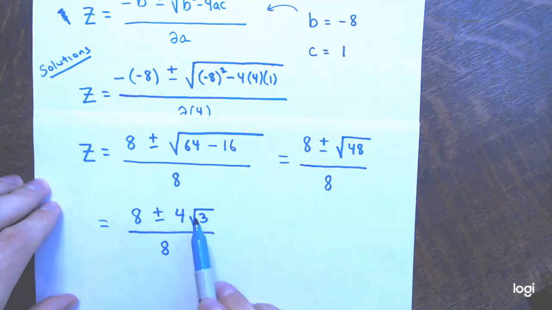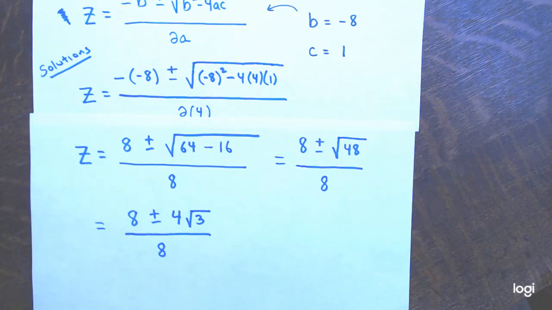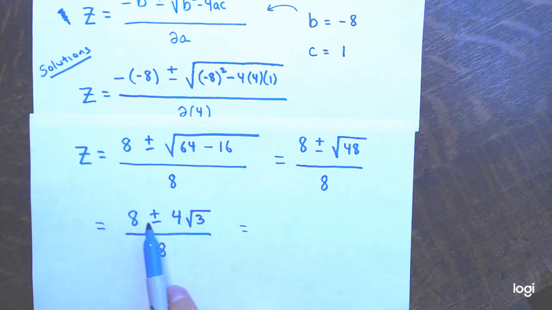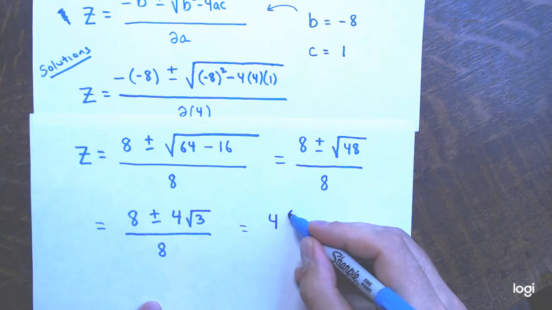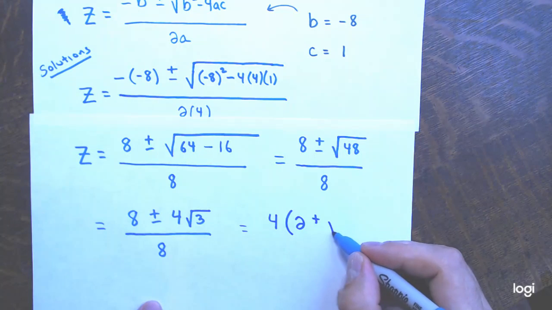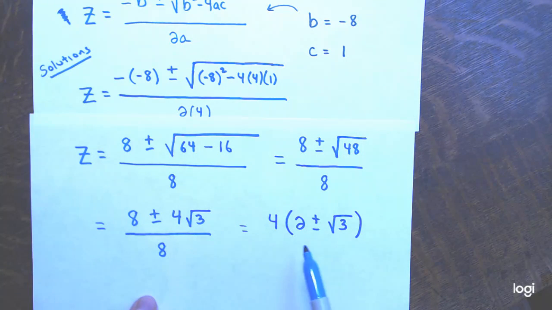Cool. But now I've got to simplify this fraction. Remember, the fraction's not simplified unless the numerator and denominator have no common factor. If you look at the numerator, these two terms, 8 plus 4 times the square root of 3, or 8 minus 4 times the square root of 3, they both have a common factor of 4. This is 4 times the square root of 3, and 8 is 4 times 2. So I can pull out a common factor of 4, and what's left over is 2 plus or minus the square root of 3 in parentheses. And then you have 8 in the denominator still.